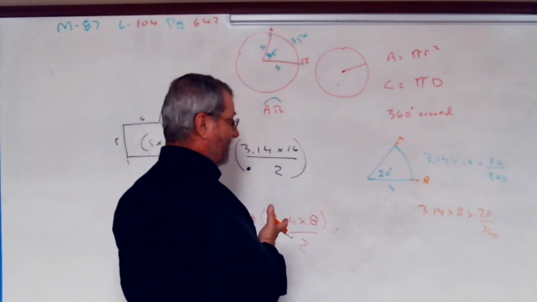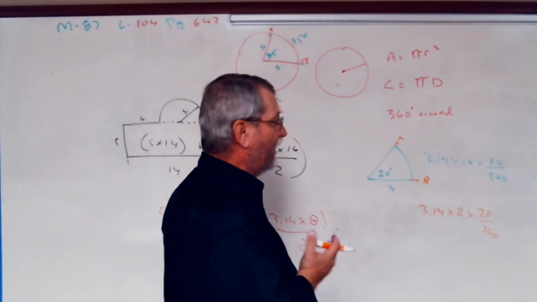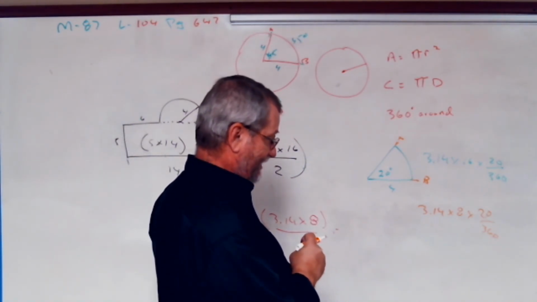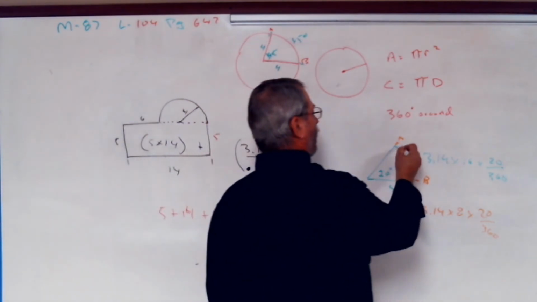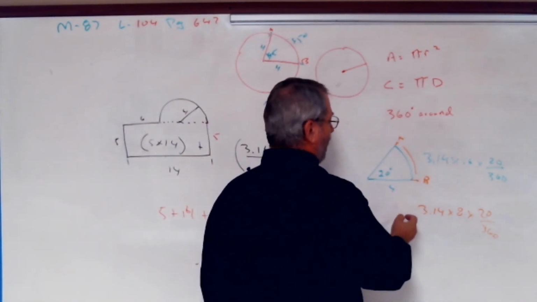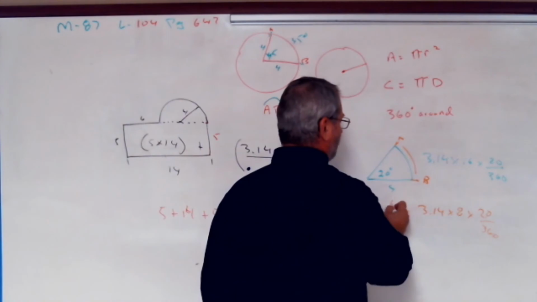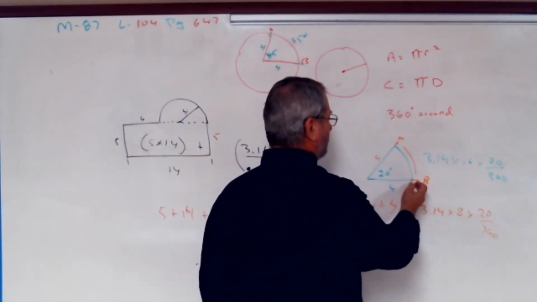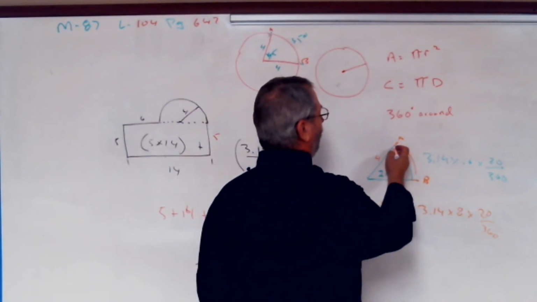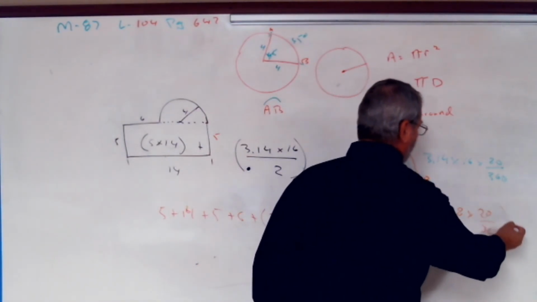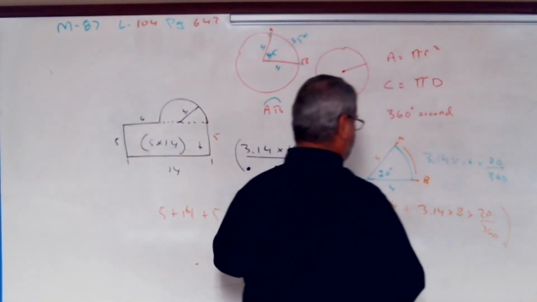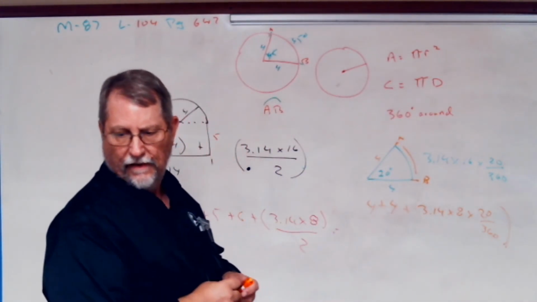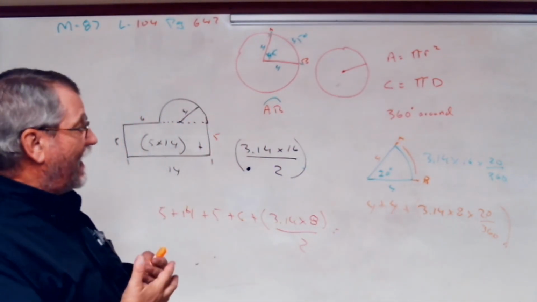Now, just be really careful. I don't know if they give you one of these or not. If they ask for the perimeter of this thing, that's all you have right there is this piece. You'd also have to have this piece and this piece. So it's 4 plus all of that mess right there. Hope you can see that with the orange on the board.